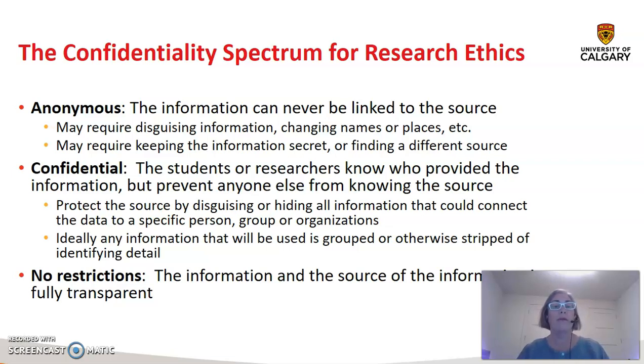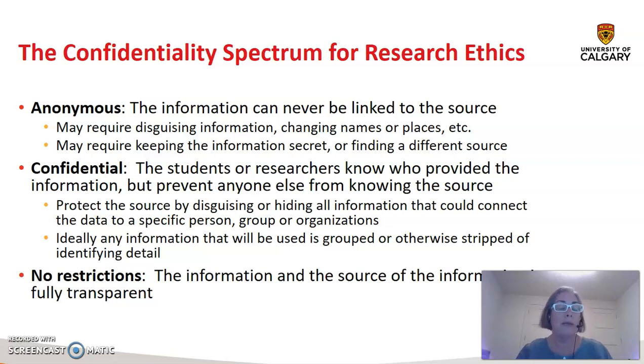For example, if you learn something from an anonymous source and it is really important and interesting, you may never be able to use that data, but it can still inform your thinking. And if you can find a different source for similar information, then you would use that information rather than the anonymous source. So the key here is the information can never be linked to the source.